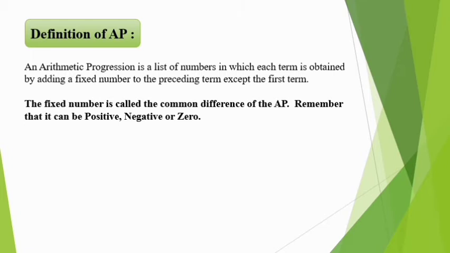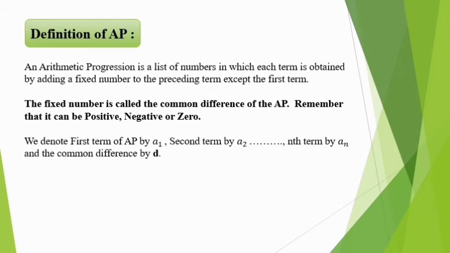Just like a series can be in ascending order, in descending order, or constant, like 2, 2, 2, 2, this is also an arithmetic progression. Next, we denote the first term of an AP by A1, the second term by A2, the nth term by An, and the common difference by D.